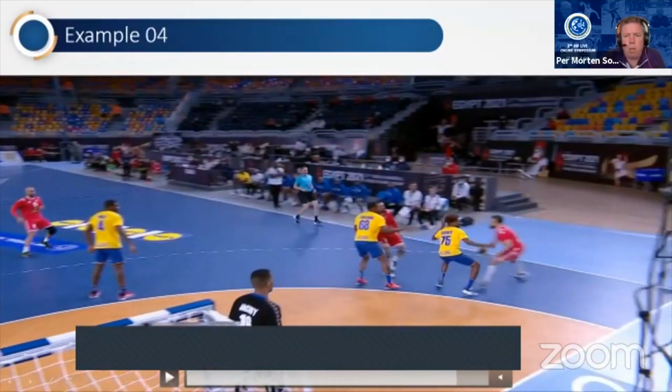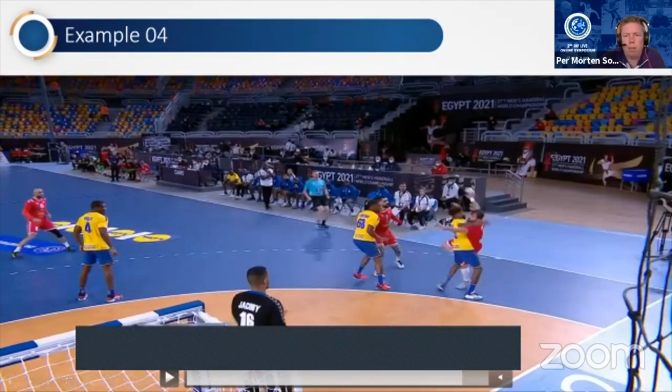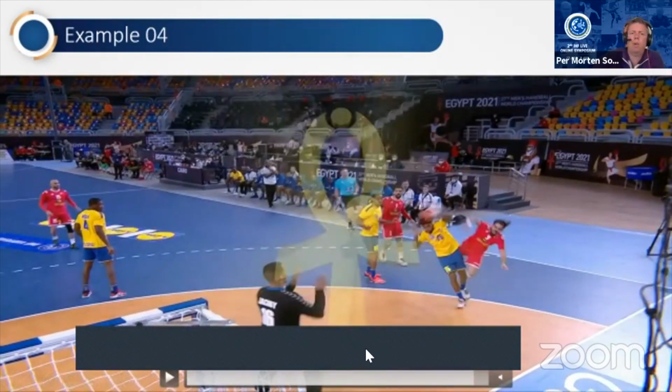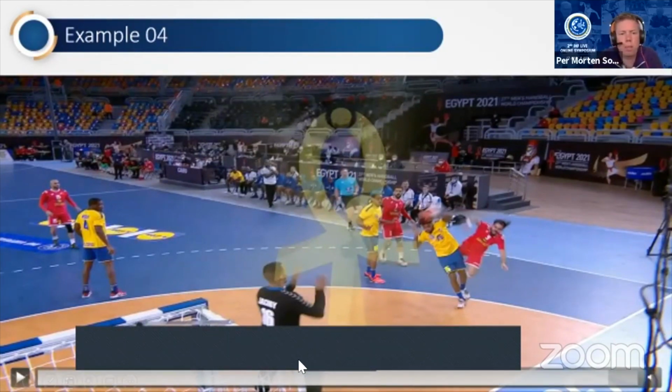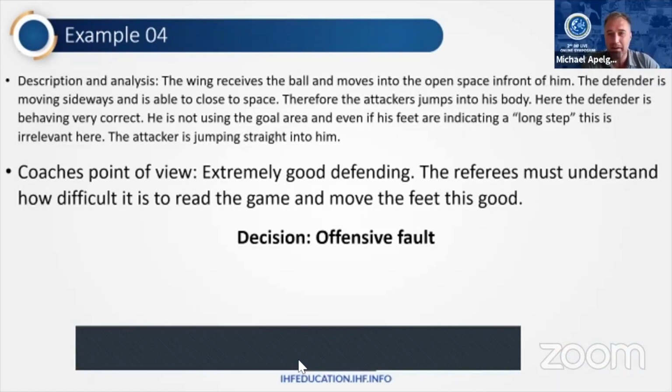But now he is able to get his entire body in front of him, and the attacker jumps into the defender. Clear offensive fault for me. I don't know about the coach, but I think we agree, Michael. I really agree. I think this is really good defending, and it's also really bad by the attacker.